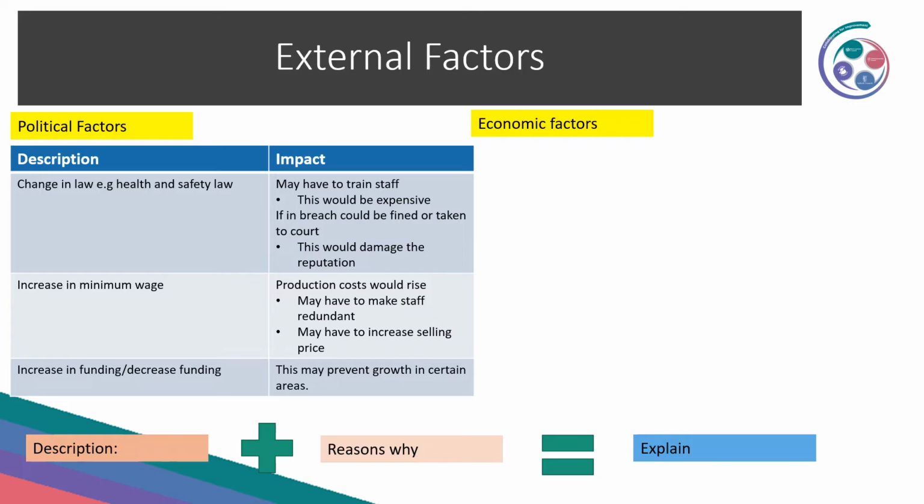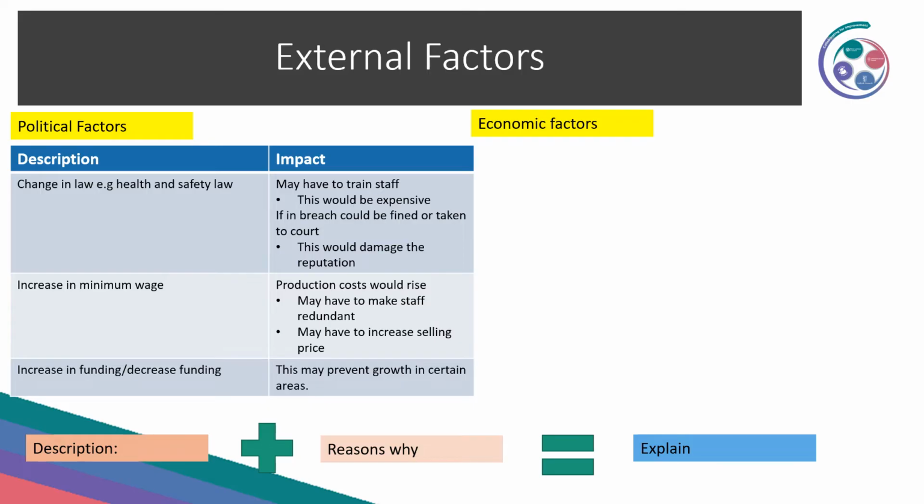Another political factor could be increase or decrease in funding. So, for example, the Scottish Government announced recently that there would be more funding for apprenticeships. So a good thing about that for Scottish businesses is that some businesses will be able to then take on extra members of staff to grow their business. But likewise, if it was a decrease in funding, then it may prevent growth in certain areas.